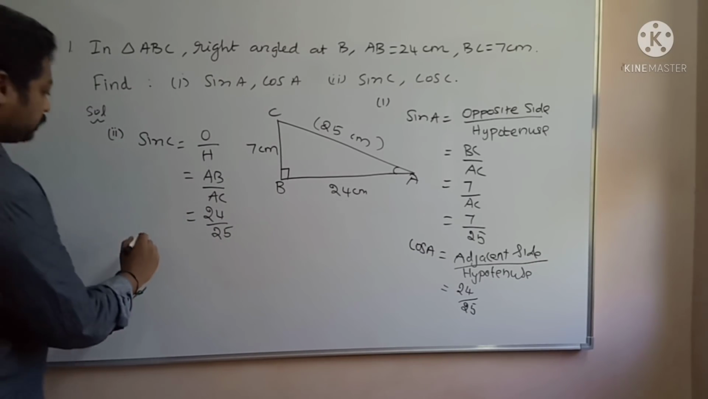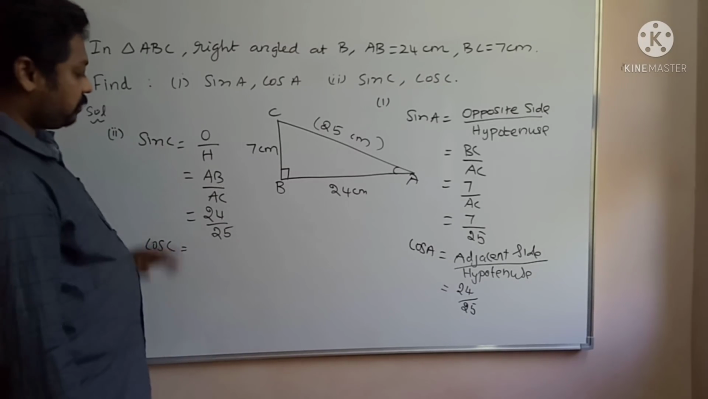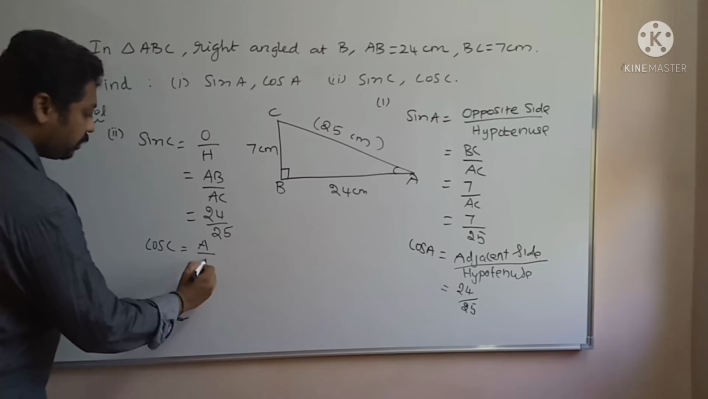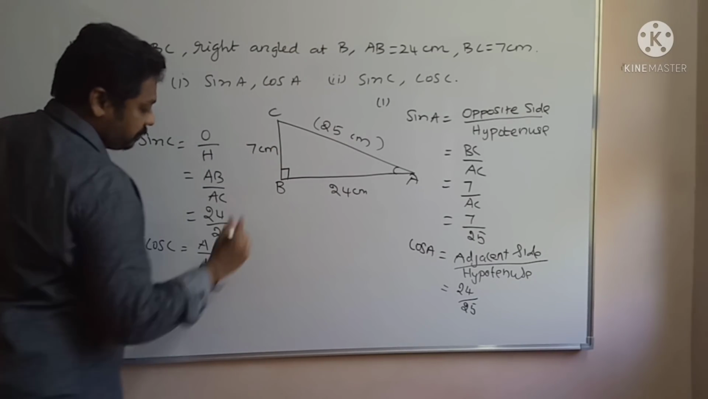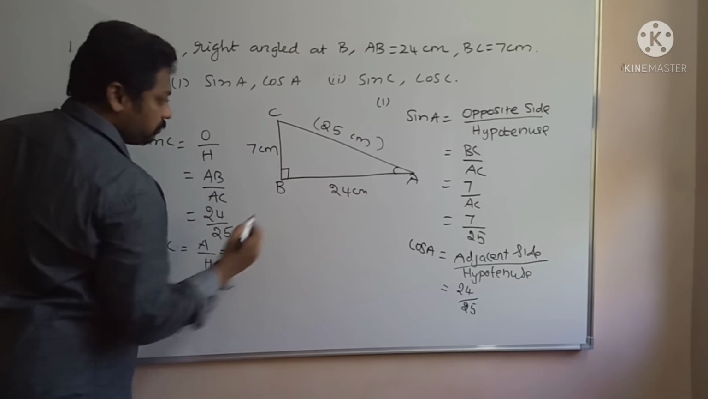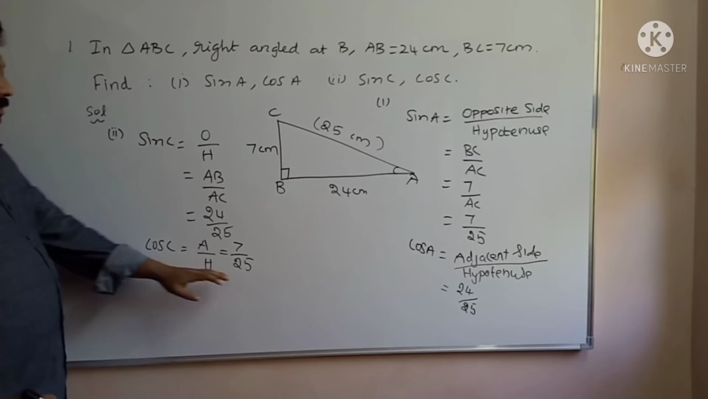Now we find cos C. Again the formula is the same, adjacent side by hypotenuse. What is the adjacent side to this angle C? 7 divided by hypotenuse. Hypotenuse is the same, so cos C is 7 by 25.